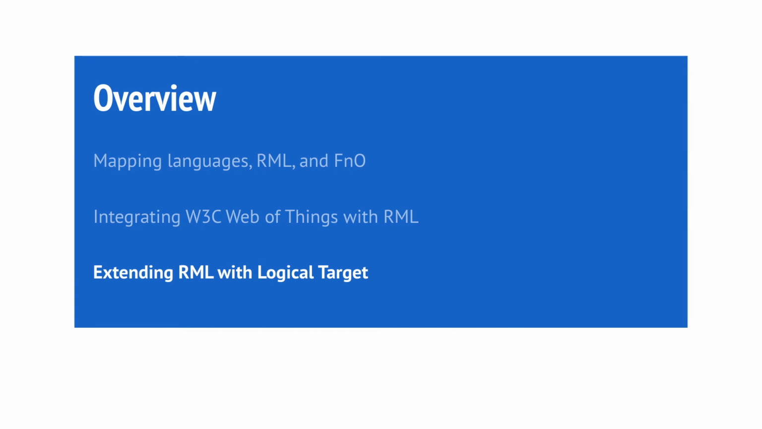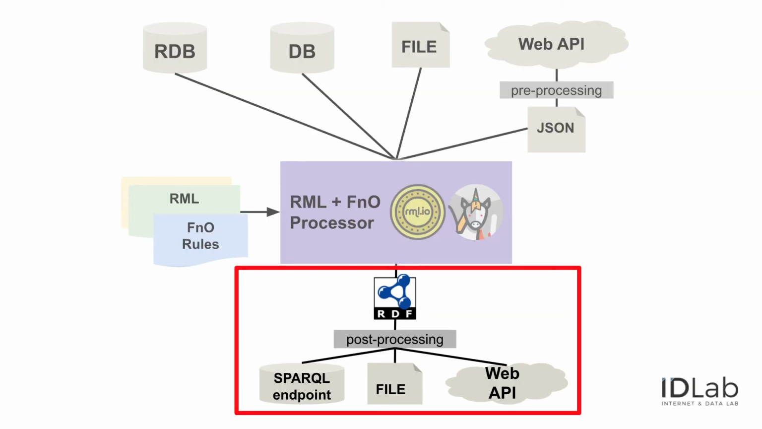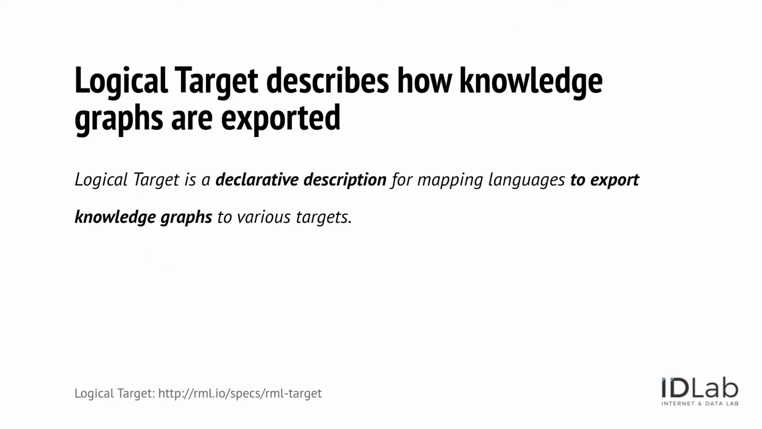So now that we know what Web of Things is, how it's aligned with RML and can be used to generate data from web APIs and streams, we can look at our second contribution, namely extending RML with logical target. Logical target focuses on the bottom part of our diagram, namely the post-processing script, which we want to remove to declare it in the rules as well. So logical target is a declarative description to export knowledge graphs to various targets.